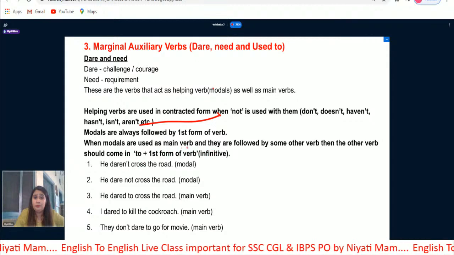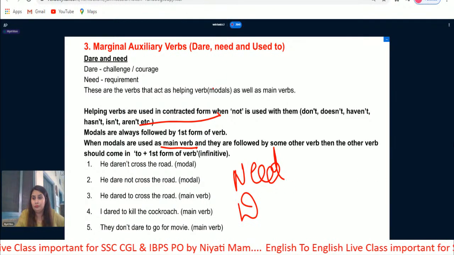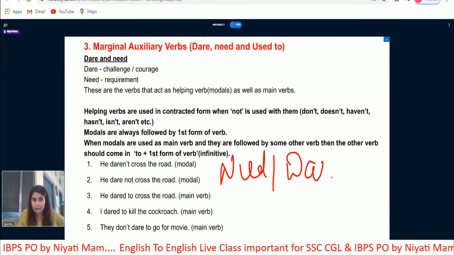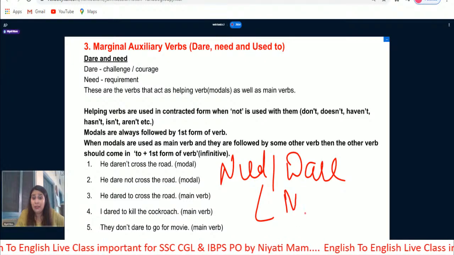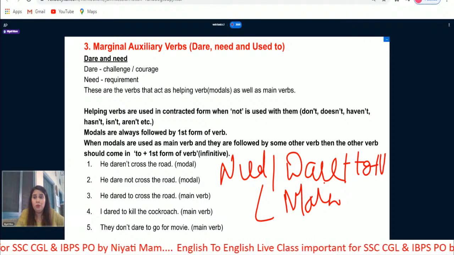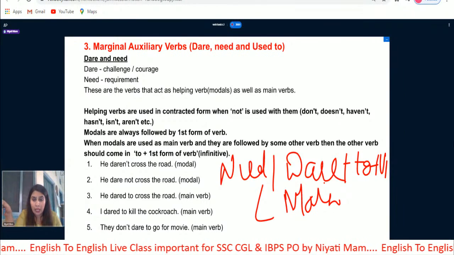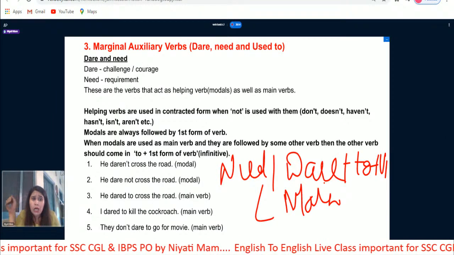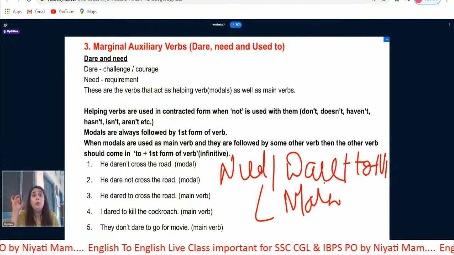And they are saying, when modals are used, see, when need and dare work as main verb, and if they are being followed by another main verb, then that main verb should be in 2 plus V1. If they are working as helping verb, they would follow the characteristics of modals and they would take V1 after them, base form of verb after them. If they would work as main verb and they are getting followed by another main verb, then in that case, 2 plus V1 should be there.